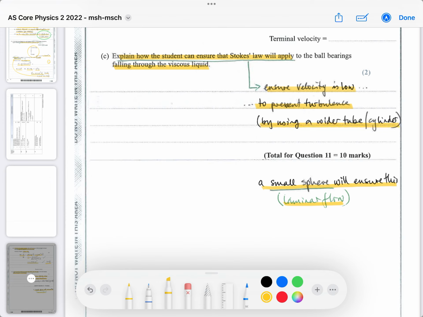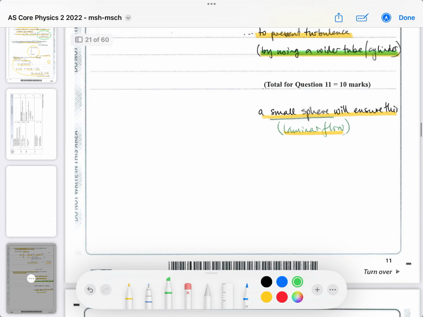because that would reduce the chance of turbulence, because turbulence is caused by friction between the solid objects and the liquid. And of course the tube itself is a solid object, so if you've got motion, the bits next to the side will create more of a friction between the liquid and the material that the tube is made from. Okay, so a wider tube will reduce it, and it seems like this is a common question for the linear. It's less common in the modular.